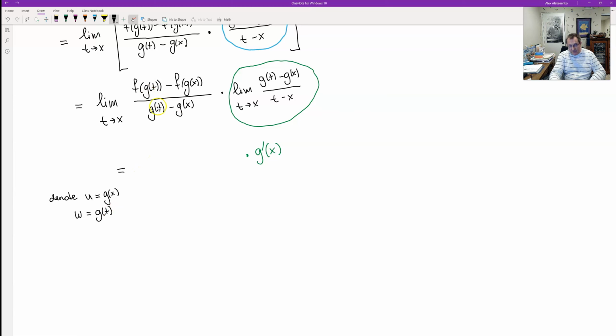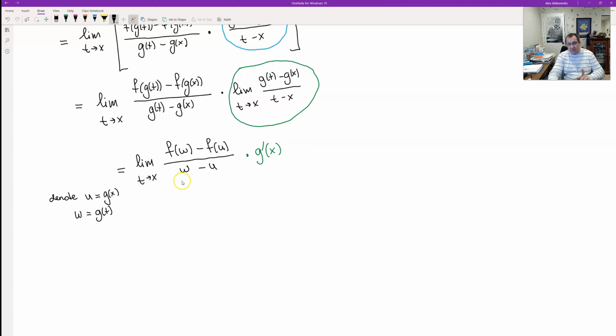If we do that, then see what we're going to get. So I'm not going to touch that limit for a moment, but I will continue working on it. But with just this substitution, every time I see g of t, I will put w. And every time I see g of x, I will put u.